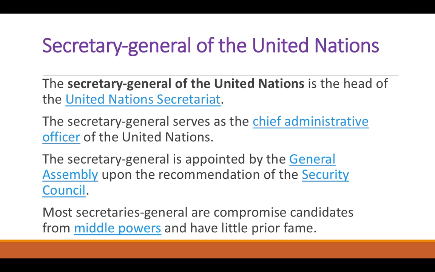Now, Secretary General of the United Nations. So, this person is the head of the United Nations Secretariat. The Secretary General serves as the Chief Administrative Officer of the United Nations. He's the face of the United Nations. The Secretary General is appointed by the General Assembly upon the recommendation of the Security Council. Usually, Secretary Generals are compromise candidates from middle powers and have little prior fame.